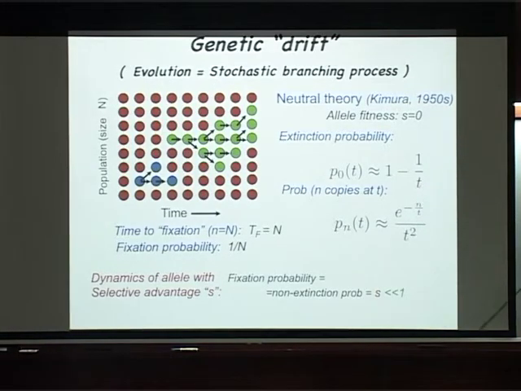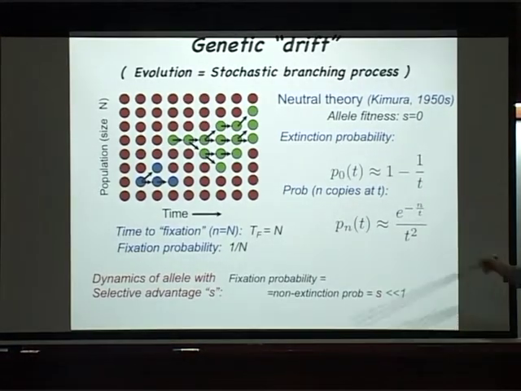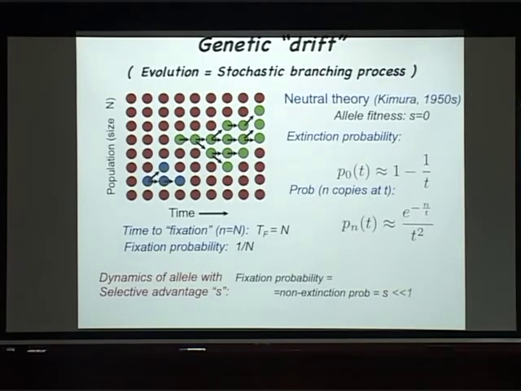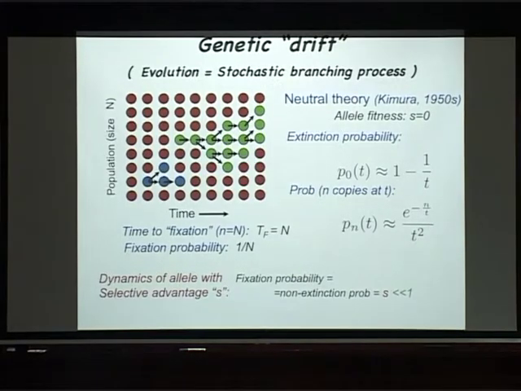And this little formula tells us that the survival probability is 1 minus the extinction probability. So 1 over time. Time is N. So the fixation probability is 1 over N. So these are sort of Kimura's results.